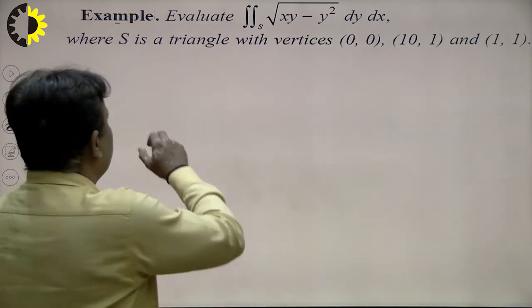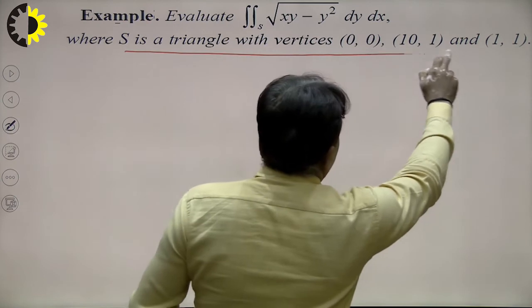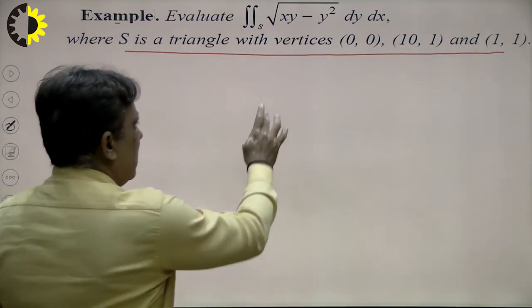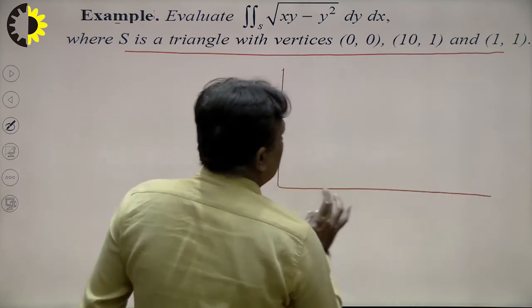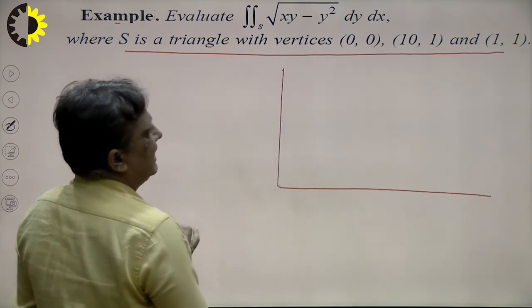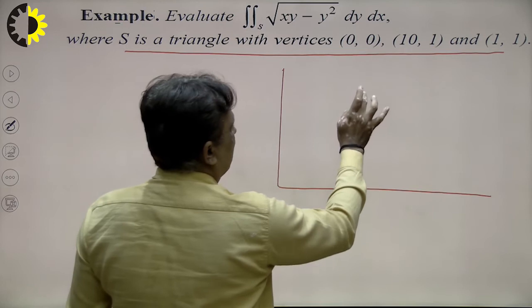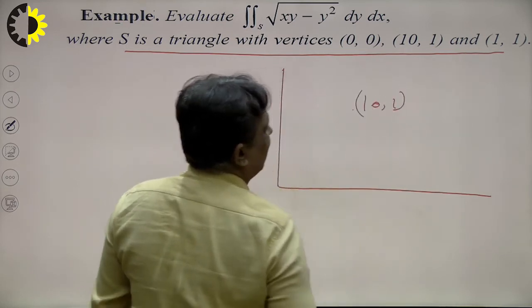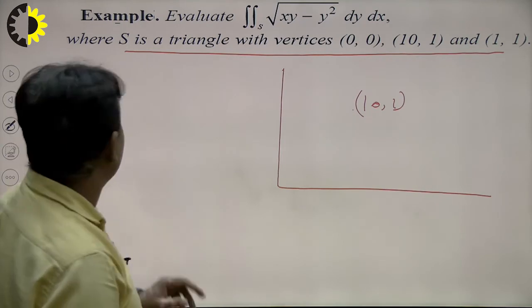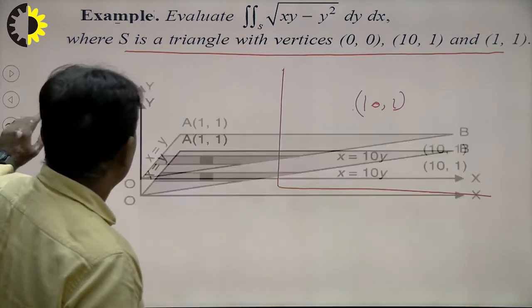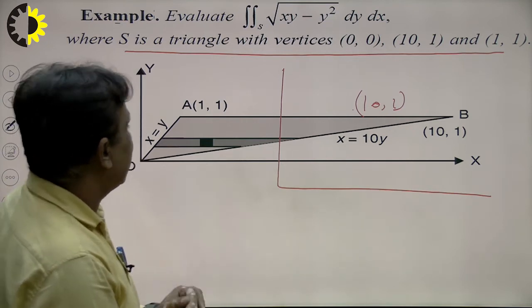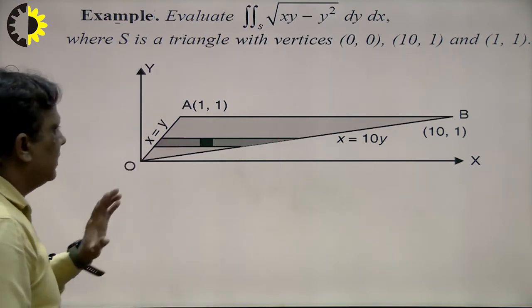That is another problem, right. S is the triangle, S is the triangle with these vertices. So how to take the limit? First of all I draw this. Suppose 0, 0 is this point, and 10 comma 1 will be here, and 1 comma 1 will be here. So where is 1 comma 1? I draw the line 1 by 1 here. So I draw the line. This is right. So this is 1 comma 1 and this is 10 comma 10. So we see that the diagram is this.